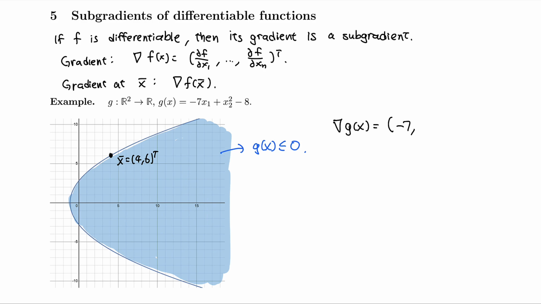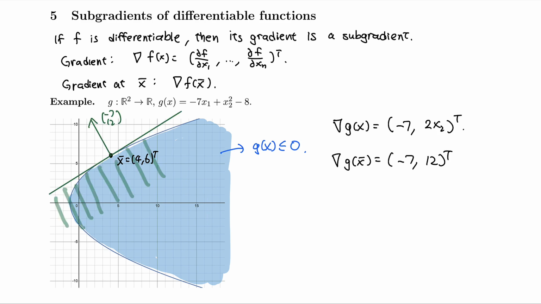We then differentiate g with respect to x2. In this case, x1 is a constant, and we get 2x2 as the result. So then the gradient at x bar can be obtained by replacing x2 by 6, which is (minus 7, 12). This would be the normal vector of our supporting half space. And this is the half space that we will be using to replace our function g.